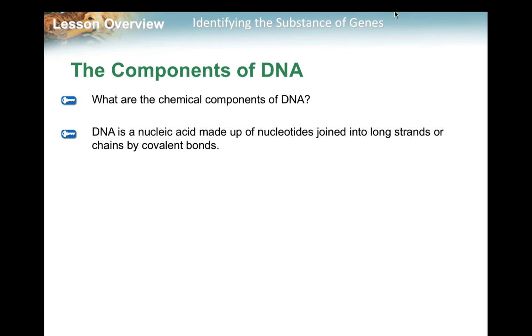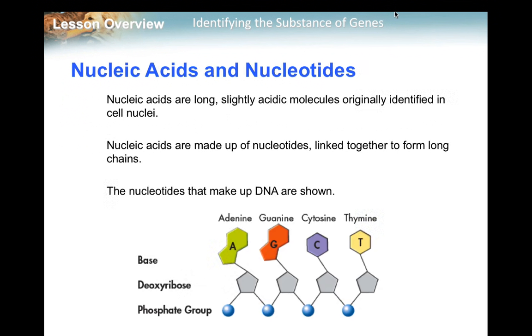Here we're going to be talking specifically about the components that make up DNA. DNA is a nucleic acid. Anytime in any test you see the word nucleic acid, it always relates to DNA. DNA is made up of nucleotides that are joined together in long chains by covalent bonds. Nucleic acids are long, slightly acidic, and found in the nucleus. Nucleic acids are made up of nucleotides linked together to form long chains.